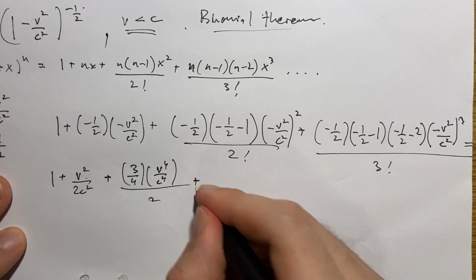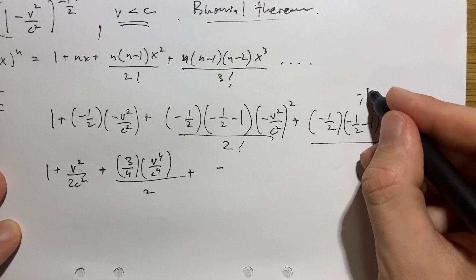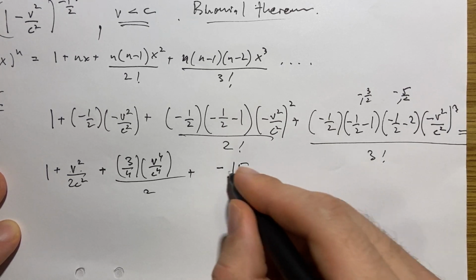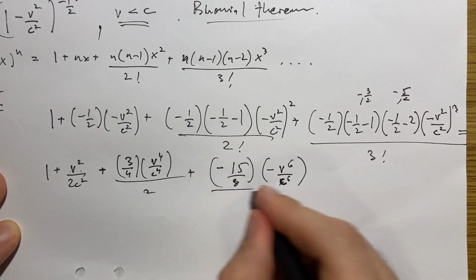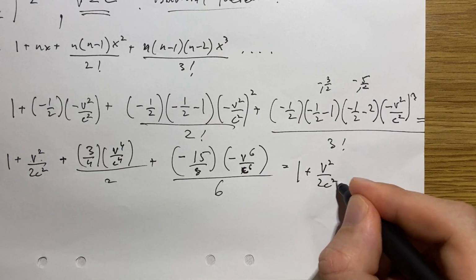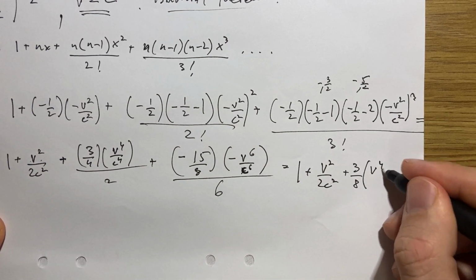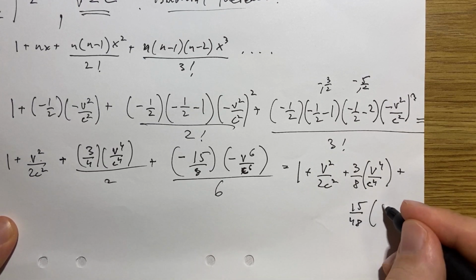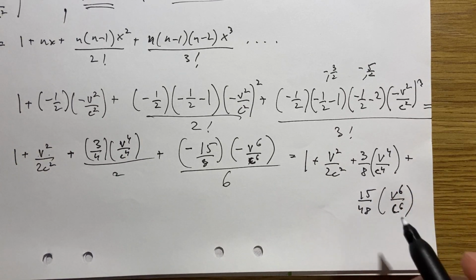2 factorial is 2, plus, and that would be minus 3 halves, that would be minus 5 halves, minus 15 eighths, minus, it's going to be v to the power of 6, c to the power of 6, divided by 3 factorial, which is 6, equals 1 plus v squared over 2c squared plus 3 eighths v to the power 4 over c to the power 4 plus 15/48 times v^6 over c^6. It's going to be that.